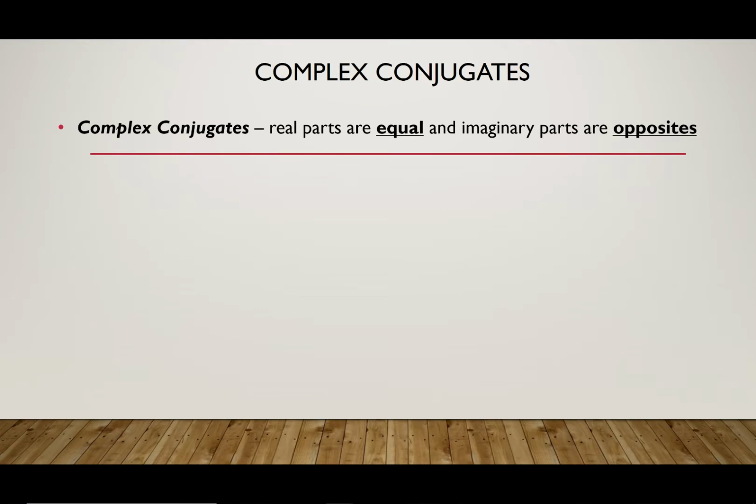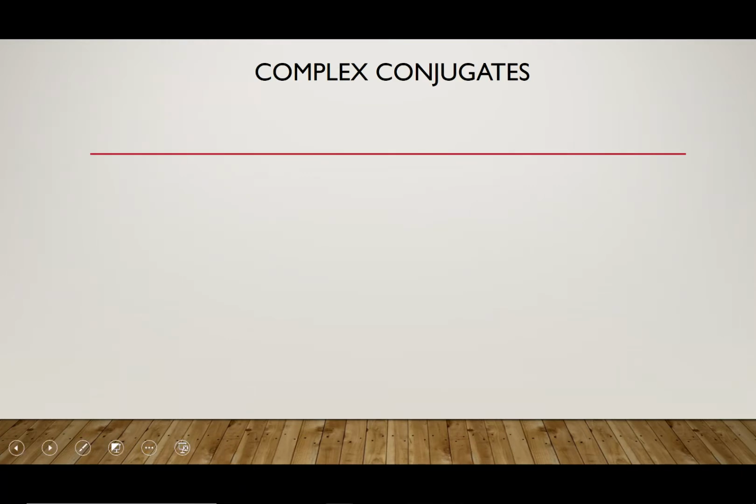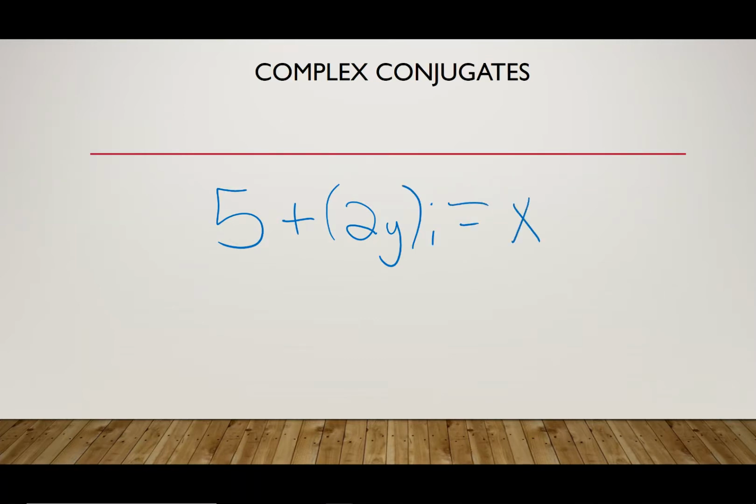Well, we didn't do enough examples of that. So before I get to complex conjugates, I'm going to use this slide as a template, because I want to do just a couple more. I'm going to make some up. Let's say I've got 5 plus 2yi equals x plus 14i. So I have to figure out what is x, and I have to figure out what is y.